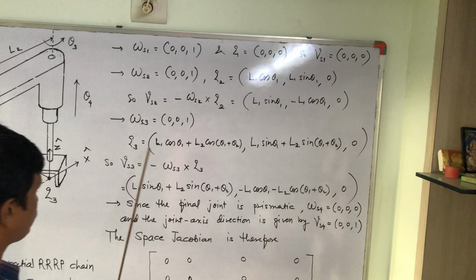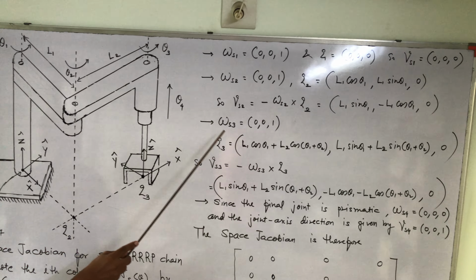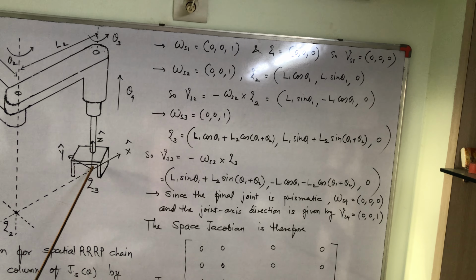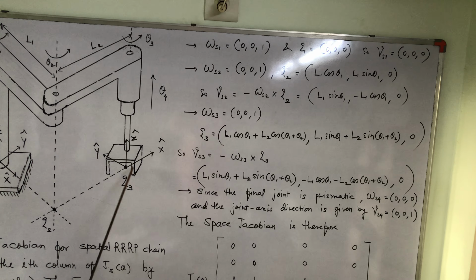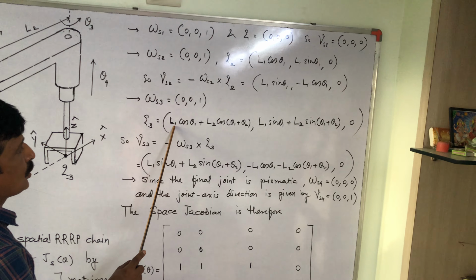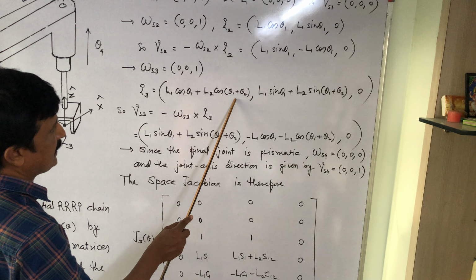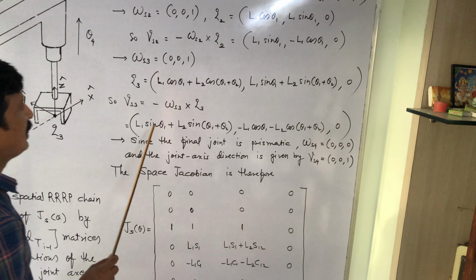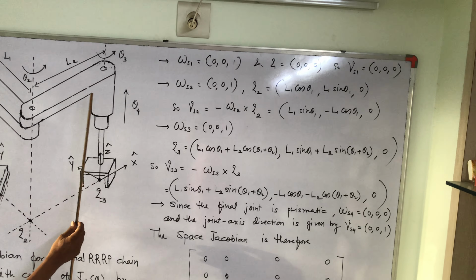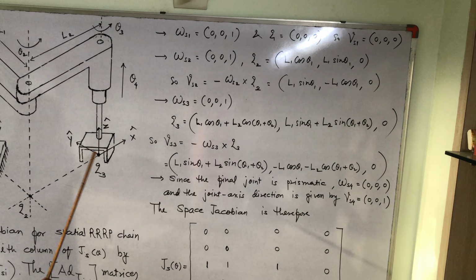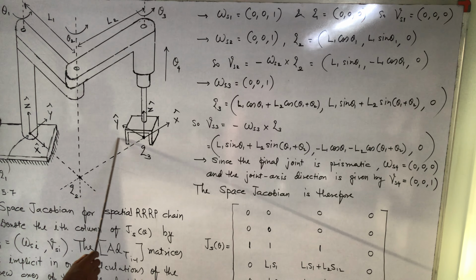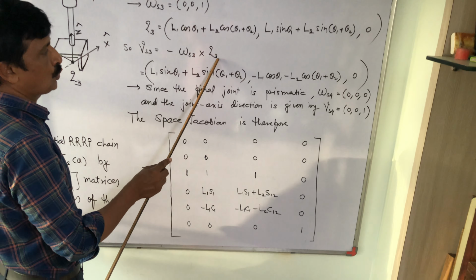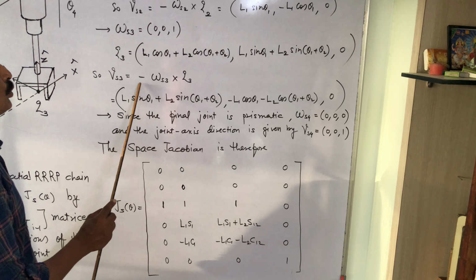Third, omega s3 is 0, 0, 1, and q3 is this coordinate, in the xy plane. According to our previous example, the x coordinate is L1 cos theta 1 plus L2 cos of theta 1 plus theta 2, and the y coordinate is L1 sin theta 1 plus L2 sin of theta 1 plus theta 2, and 0. Here also we consider the q3 position vector, so minus q3 is this. So vs3 is omega s3 cross minus q3, that is, minus omega s3 cross q3.